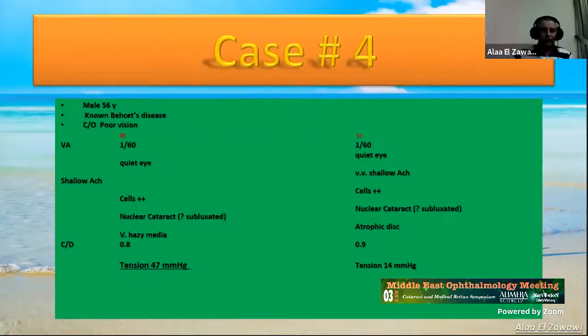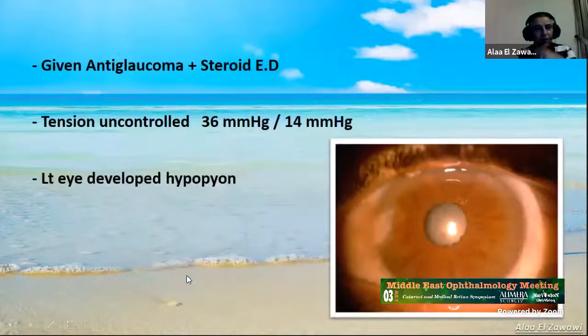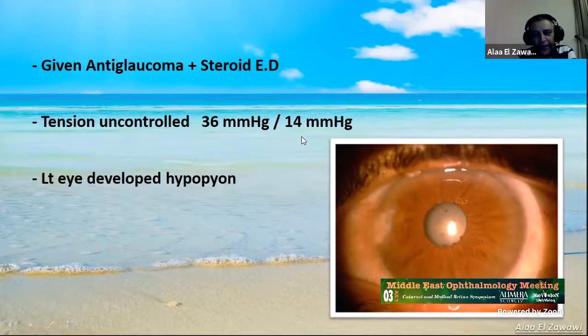Okay. There was very hazy media, and the cup disc ratio was 0.8 in the right eye, 0.9, because the tension in the right eye was 47 millimeters mercury, and the tension in the left eye was 14. What shall I do? Now the case, there is active uveitis with cells 2+ and nuclear cataract, and there is a risk of subluxation and high cup disc ratio, and the tension is uncontrollable in spite of medical treatment. I have given him anti-glaucoma and steroids, and tension was uncontrolled. It was 36 in the right eye. The left eye remains okay.